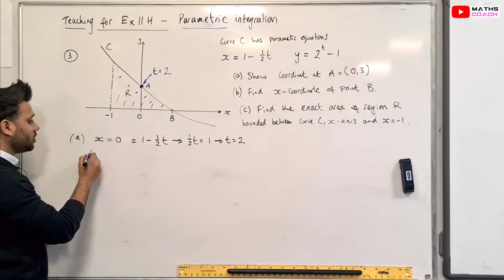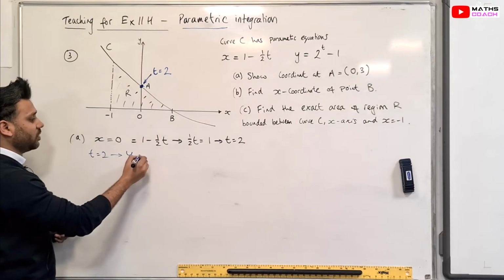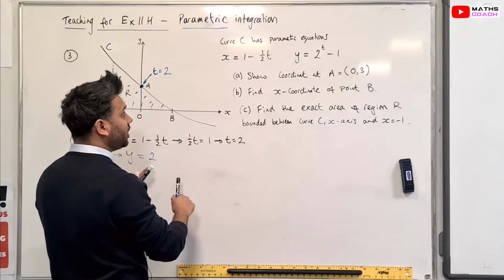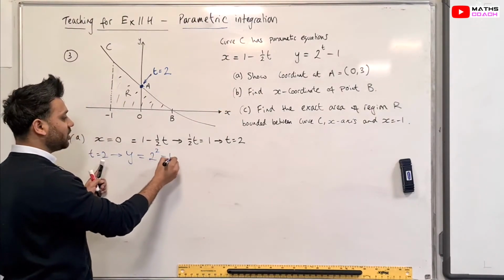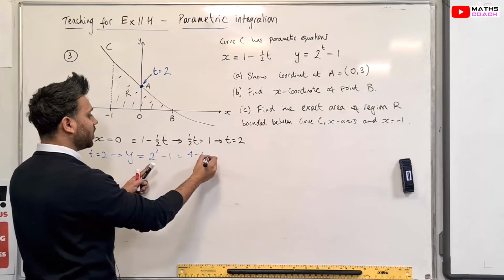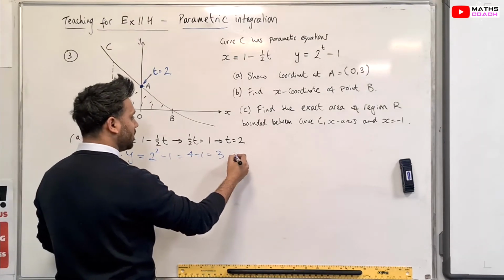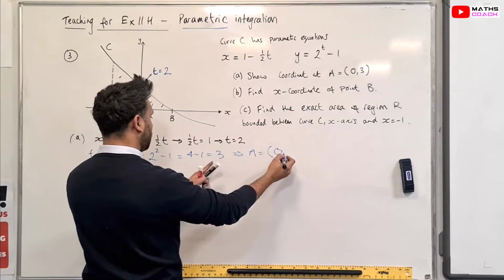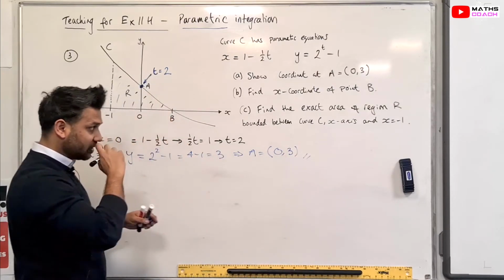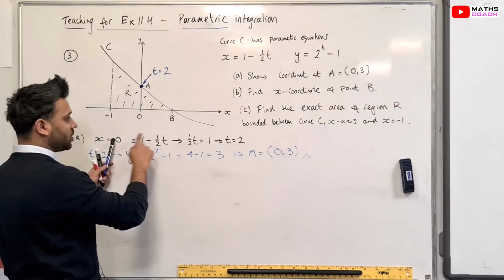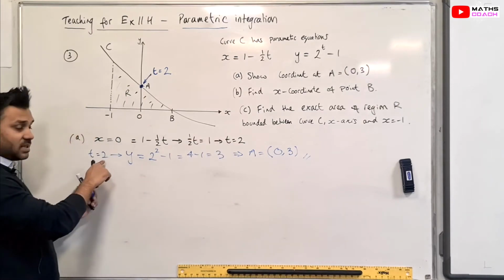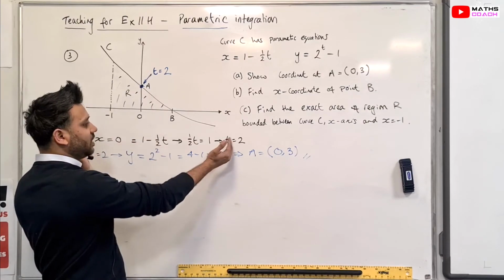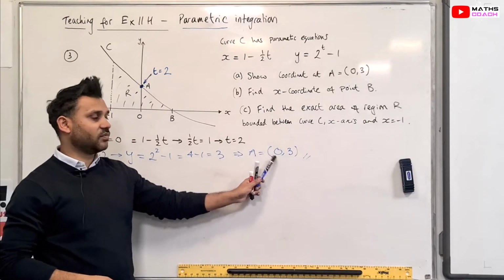So if we now substitute t equals 2 into the y equation, y is equal to 2 to the power t minus 1. So in this case, with 2 to the power 2 minus 1, we get 4 minus 1, which is equal to 3. Hence, point A has coordinate 0, 3. So here we have shown that when x equals 0, t needs to be 2. And that same value of t gives you a y value of 3, so we get 0, 3. This working out here is the showing part for this coordinate.